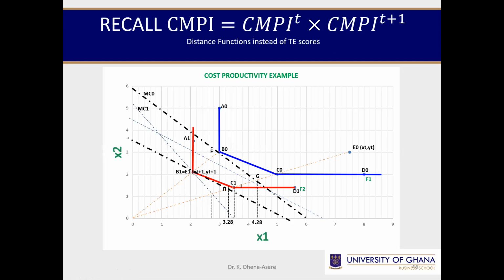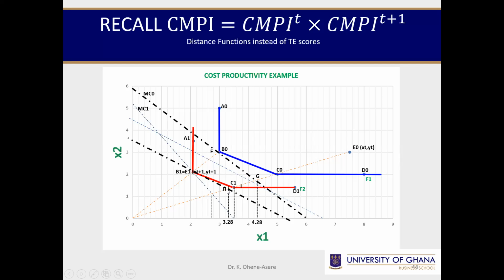E in year 0 relative to the cost boundary in year 1. So that would be OE0 divided by OH. Excellent. Because OH is where that radial fraction actually cuts the cost boundary for year 1. Year 1 cost boundary. Do you see?